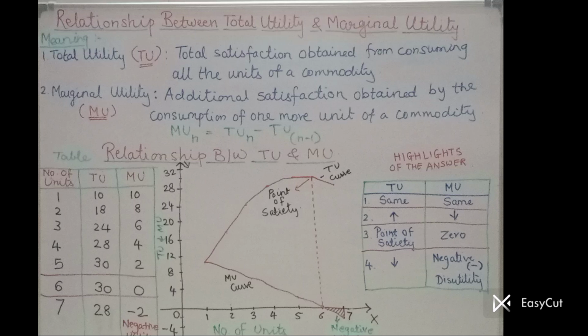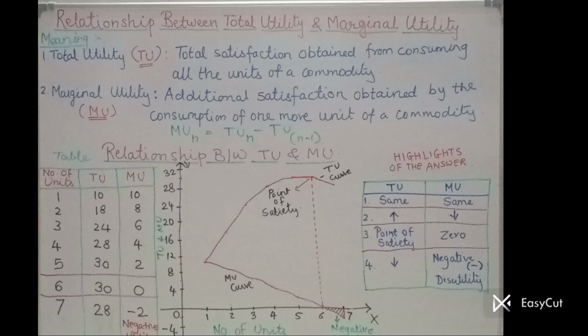Now as the consumer consumes the first unit of a commodity, let us assume his TU is 10. He got 10 units of utility from that commodity. So number of units 1, first unit, TU is 10. Here MU is also 10. Now there might be a doubt in the minds of some of the students, why MU is also 10. Let me clarify that. Now since you are consuming only the first unit, this is your very first unit of consumption.